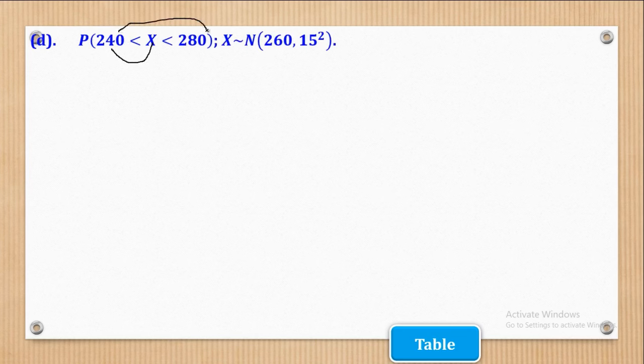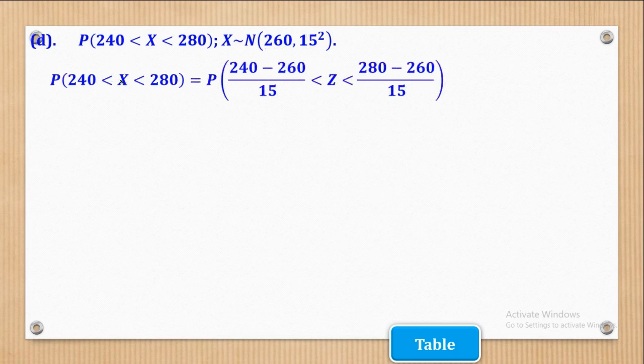So now we shall go to part D, where they want the probability of x greater than 240 but less than 280. If x follows a normal distribution with mean 260 and variance 15 squared. So the first thing to do is to standardize.